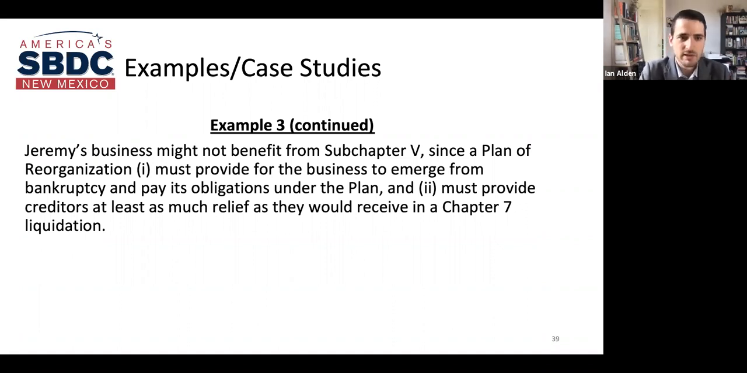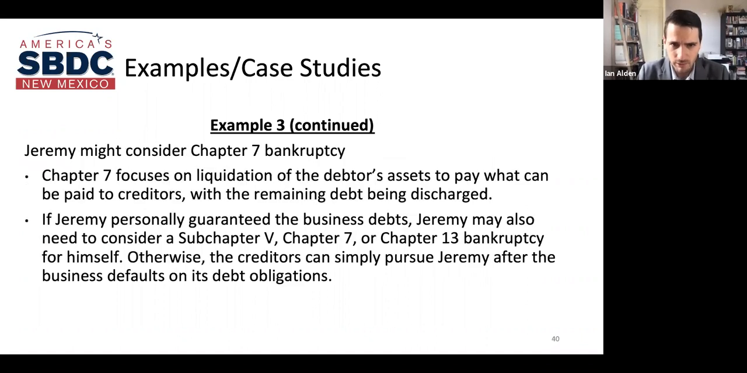Especially, this might be a situation where Jeremy and his business do a joint chapter 7, and by that I mean they each file their own, one for the business, one for Jeremy. That way, if Jeremy was a personal guarantor, for example, chapter 7 will eliminate personal guarantees in most cases, typically all cases. So yeah, this might be a chapter 7 example.